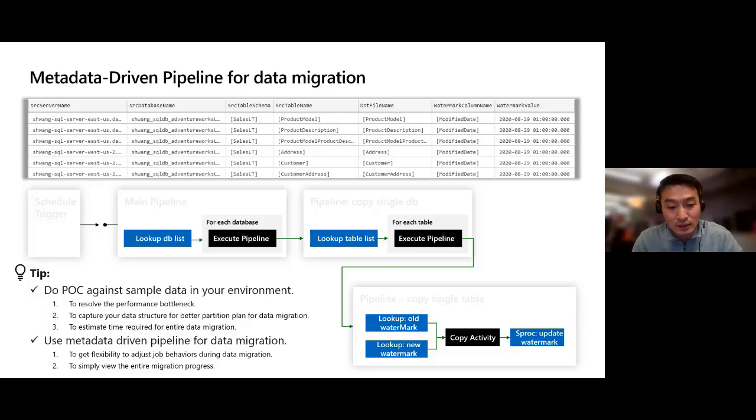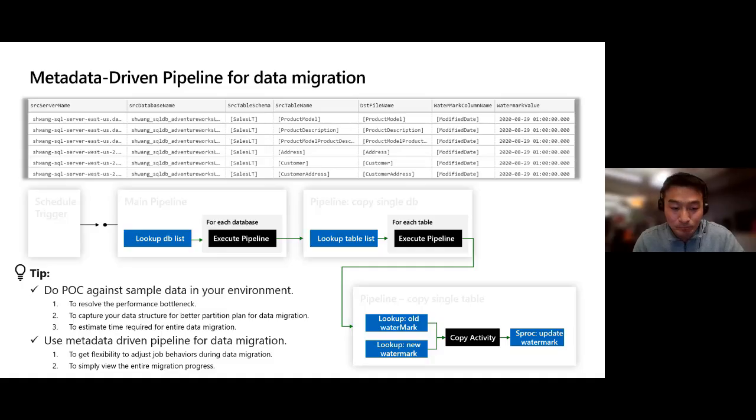The third purpose of the POC is that you can get an estimate of the time required for the entire data migration. For example, you find that copying 100 gigabytes of files requires 10 or 20 minutes. Now I'm facing the problem of copying one PB of files, so I can estimate the time required for the migration project.